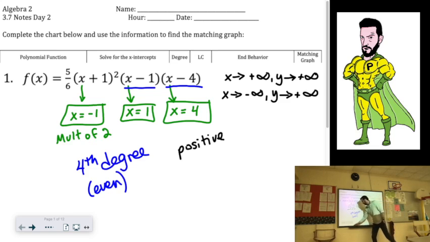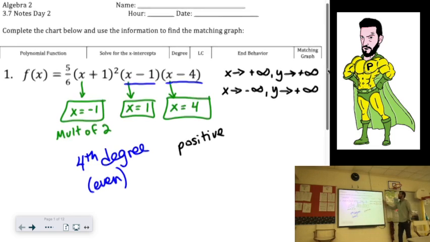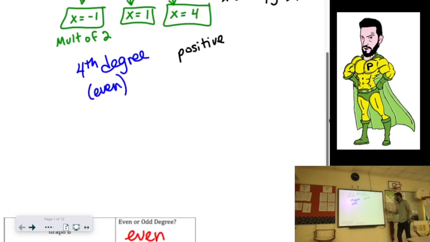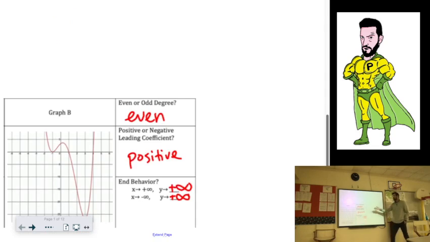So we're looking for a graph where it hits -1 and turns around. It's going to cross through 1, positive 1, and it's also going to cross through 4. So if you look at all the graphs, that one matches up with graph B. If you look, here it hits -1, starts turning around, it crosses again at +1 and +4. It's a positive lead coefficient, and it's even because they start and end heading upward. So the graph for number 1 is B.